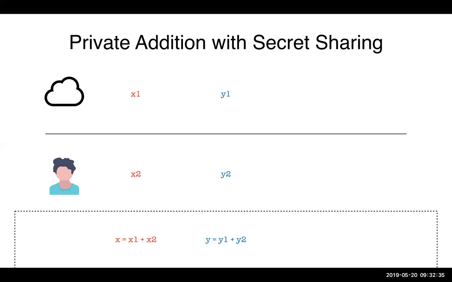Okay, so the first operation we had to do was private addition using this secret sharing. We have the 2 servers now. We say they already have a sharing of x, they already have a sharing of y, and now they want to have a sharing of x plus y without learning x and without learning y. Turns out they can just add what they already have.